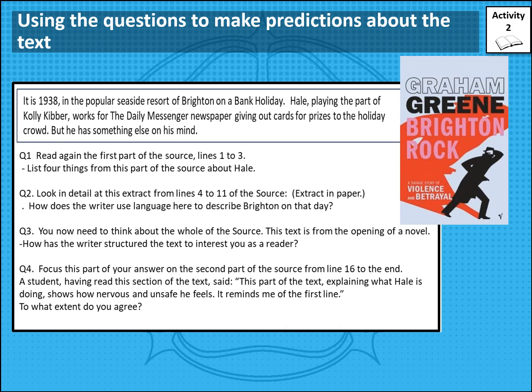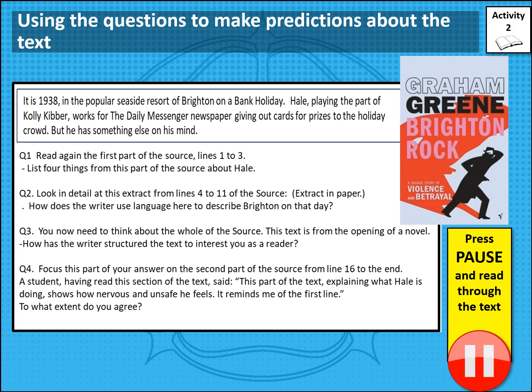For question 2, I'm going to be looking out for how Brighton is described. The last question tells me that Hale might be nervous about something and hints that there might be some connections between the beginning and the end of the text. With these things in mind, it's time for you to read the text. Press pause, take your time reading, and press play when you're ready to move on.